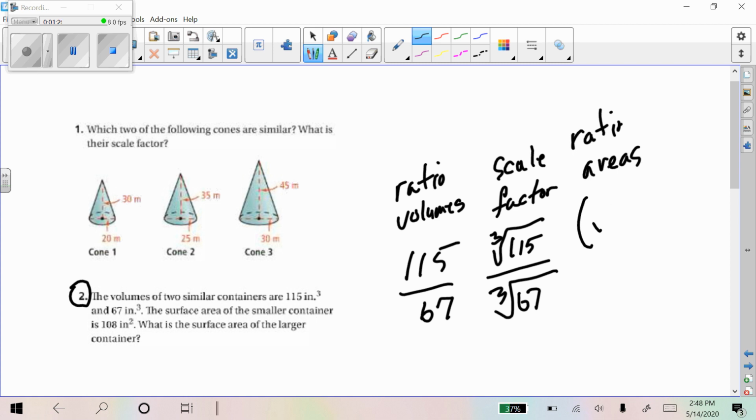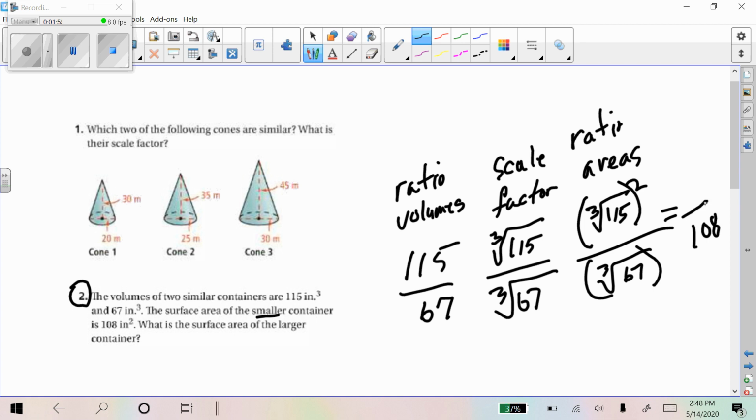So I'm just going to leave it like this for now. Then I'm going to square it to get the ratio of the areas. Now I'm going to use that in my proportion. It says the surface area of the smaller container is 108. I have the smaller one on the bottom here, so I'm going to put 108 down here. And then in my calculator, I'm going to do this times this, cross multiply, and divide by this. All right, and I think you could do that now.